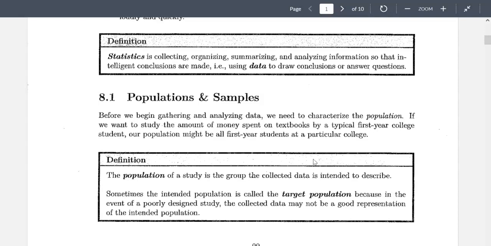Population is the group we are trying to describe certain characteristics about. While we try to analyze what the population is, usually it's not feasible to ask every single person in that population. So we end up taking a sample. A sample is a subset of a population.